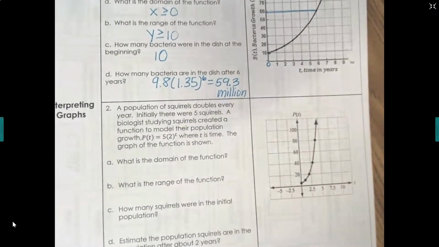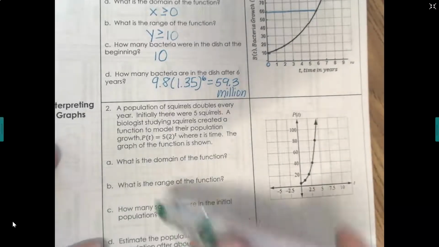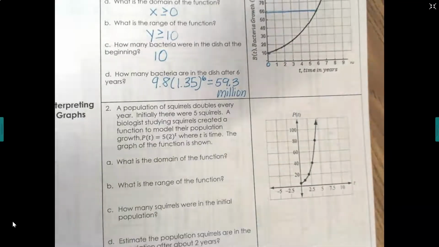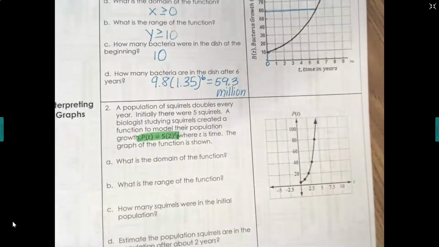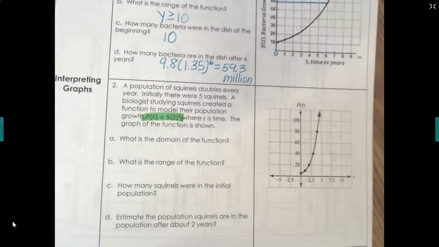We have a population of squirrels, and it doubles every year. Initially, there were 5 squirrels. A biologist studying squirrels created a function to model their population growth as P(t) = 5 × 2^t. So they gave us an equation here, where t is time. We know that t is time, and the graph of the function is shown. So here's the graph that goes with this scenario.